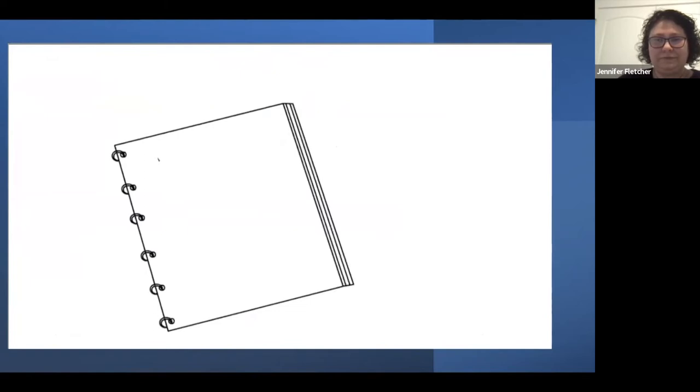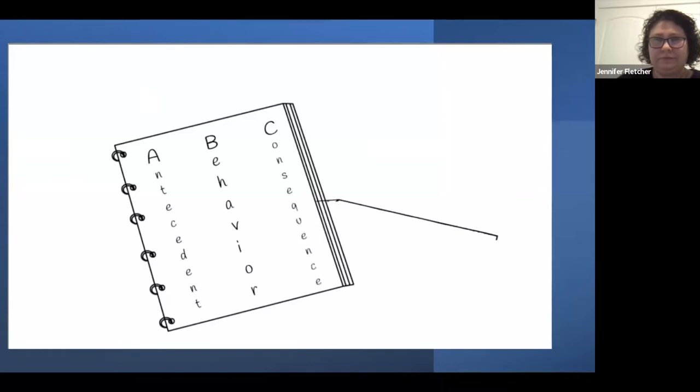The BCBA explains that the antecedent is what happens right before the behavior. The behavior is whatever Ethan does that we want to learn more about. And the consequence is what happens immediately after the behavior. She tells him not to get fancy or write too much. Just keep it simple.